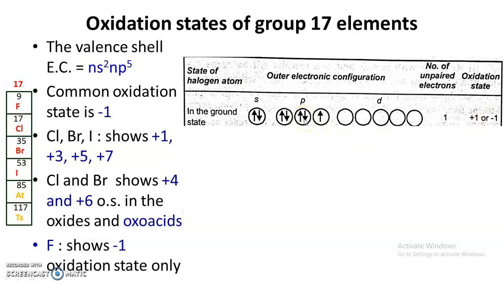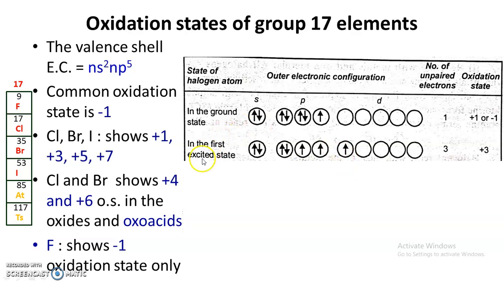Promotion of an electron from the p orbital to the d orbital is not possible for fluorine, as d orbitals are absent, and therefore fluorine cannot extend its valency beyond 1.